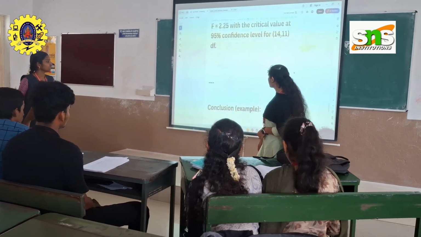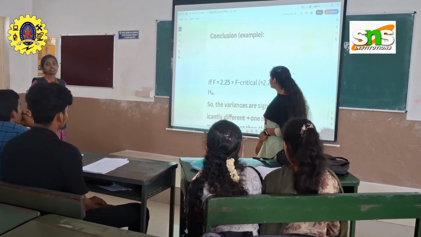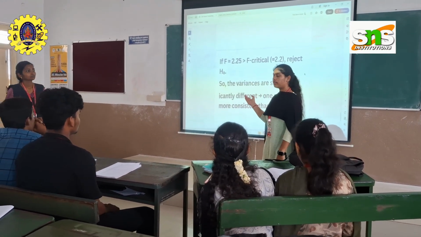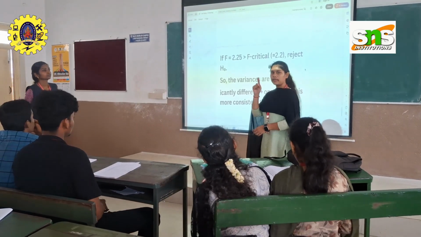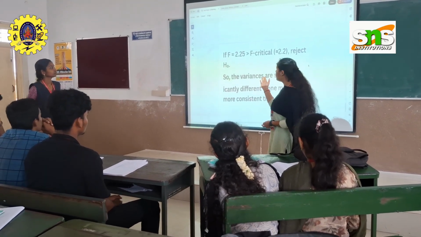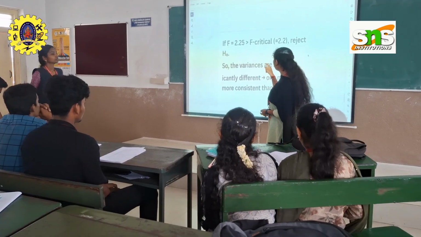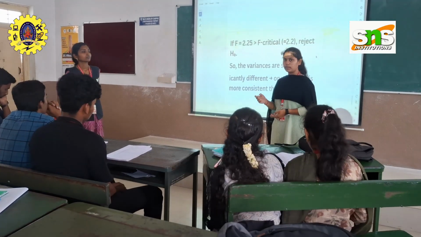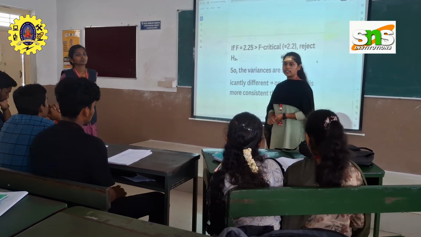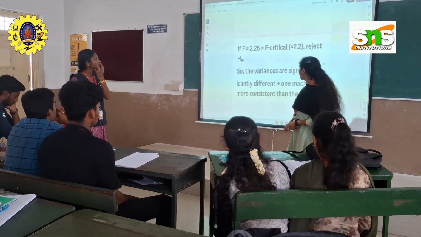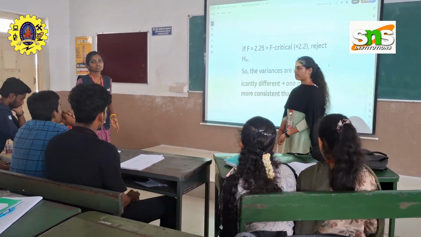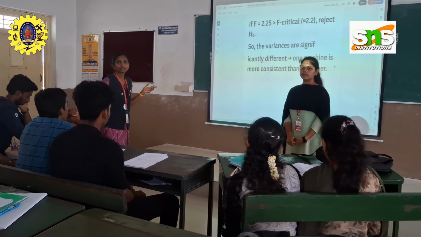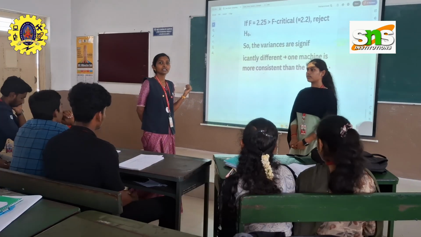And later, concluding the case study, we are comparing the calculated value and the table value. We have got 2.25 as the calculated value. That is greater than the table value. The table value we have got as 2.2. If the calculated value is greater than the table value, we can conclude that we reject the null hypothesis. This is how we study the machine consistency over the other machine. Now the manager can know that the two machines differ significantly in variance. This is how we use F test in manufacturing processes.